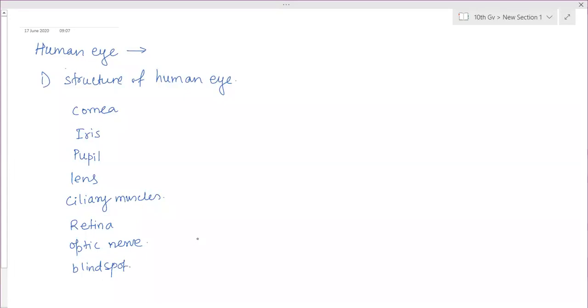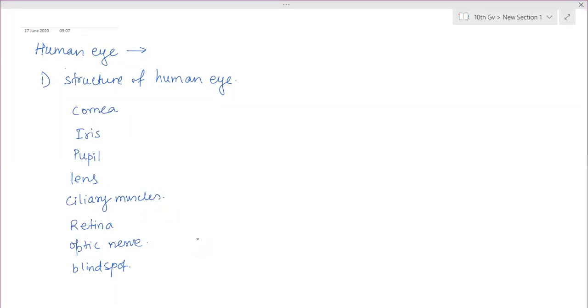Human eye is present in the bony box in front of the brain, covered under the cranium itself. It is protected by the cranium. Again, inside that there are three membrane layers present for the protection of the eye. Eye is roughly spherical in shape. It consists of these different parts.